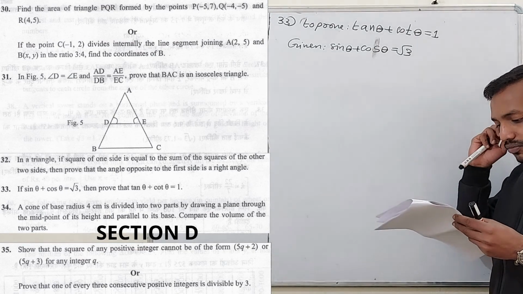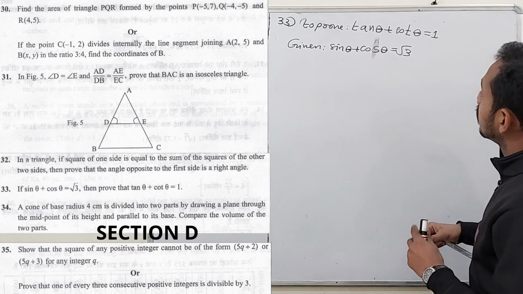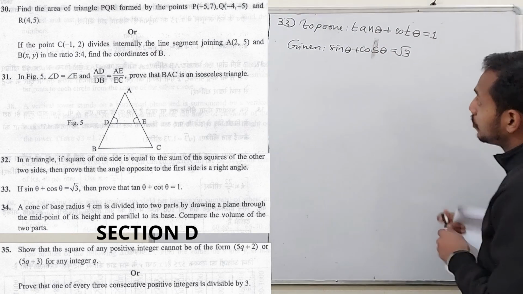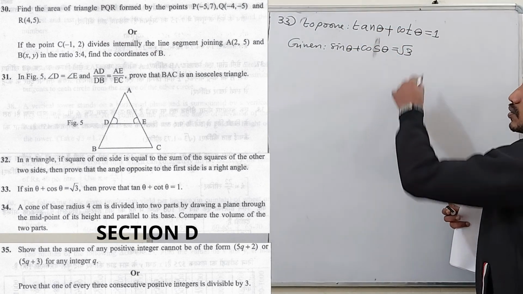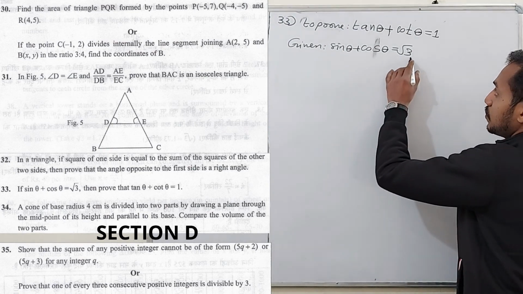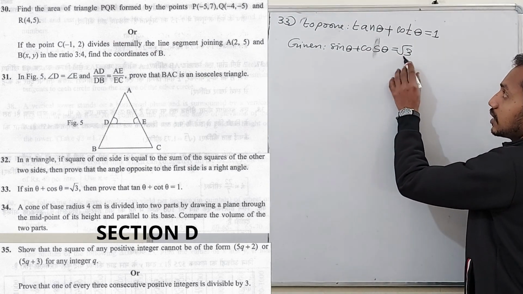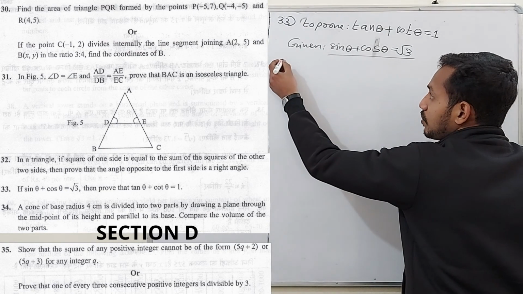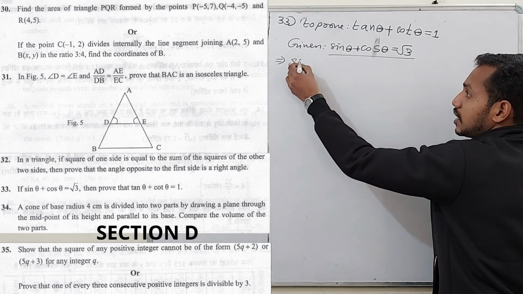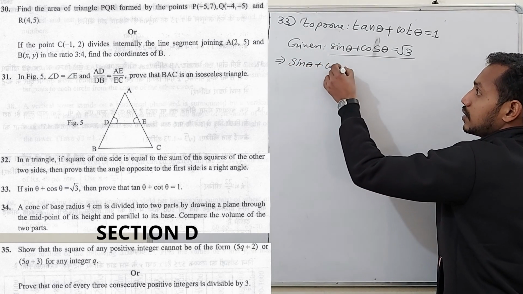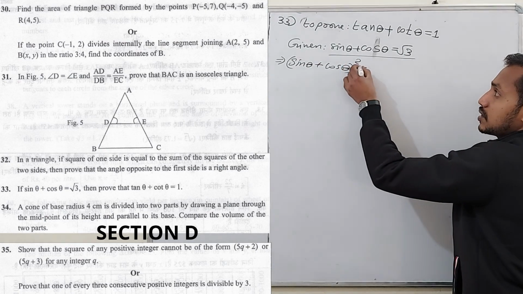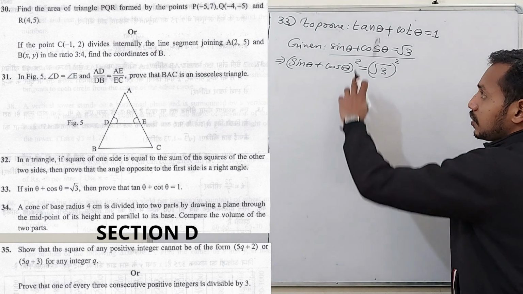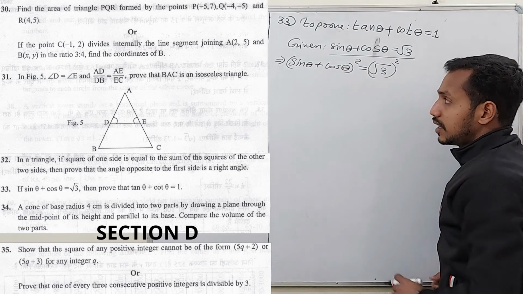Given that, we need to prove that tan theta plus cot theta is equal to 1 if sin theta plus cos theta is equal to root 3. So here we have to remove this irrational one. For that, squaring on both sides of this equation, we get sin theta plus cos theta whole square is equal to root 3 whole square. Clear? Now a plus b whole square expansion expanded.